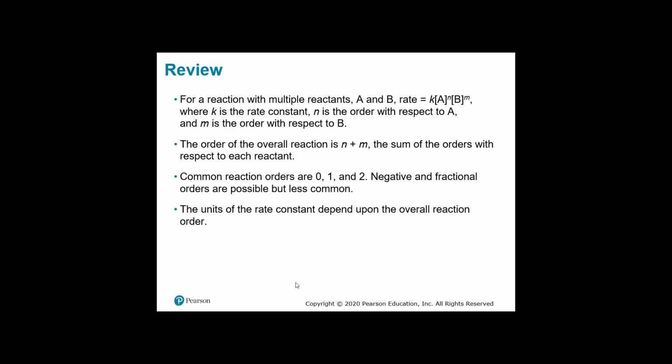For a reaction with multiple reactants, A and B, K is the rate constant, n is the order with respect to A, m is the order with respect to B, and the order of the overall reaction is n plus m, the sum of the orders with respect to each reactant. We deal with common reaction orders of 0, 1, and 2, but you can get halves, 1/2, and so forth. Right now it's easier to just stick with whole numbers. Units of the rate depend upon the overall reaction order. Of course it does, because we need those values when we plug into the equation. And that's it.